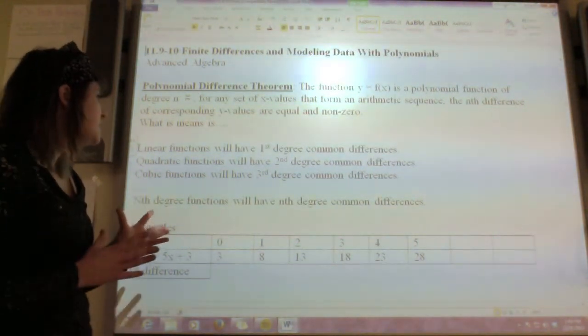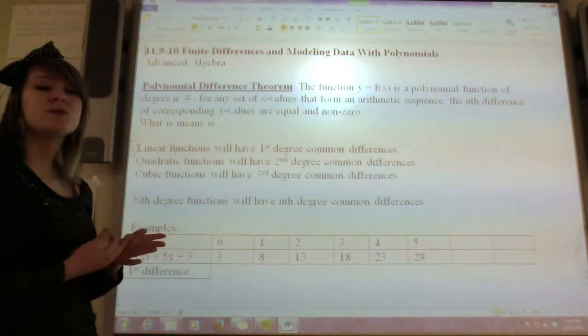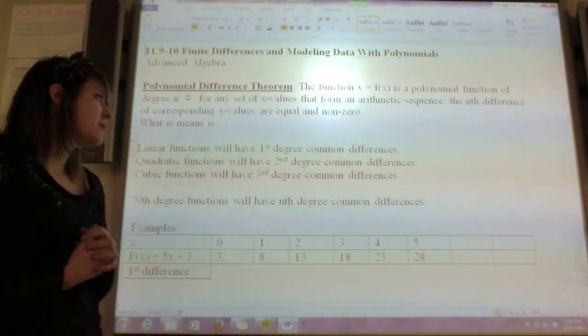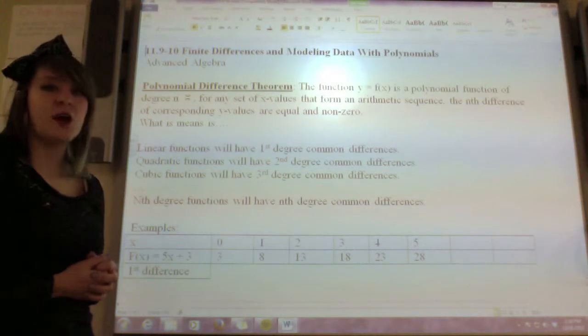So what this means is that linear functions will have a first degree difference, quadratic functions will have a second degree difference, cubic functions will have a third degree difference, and etc., etc. Nth degree functions will have an nth degree common difference.